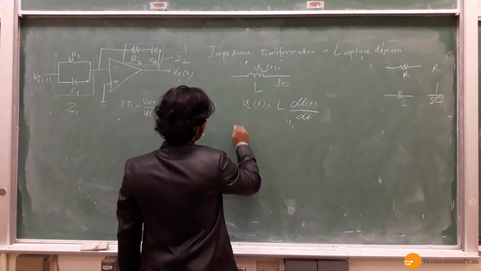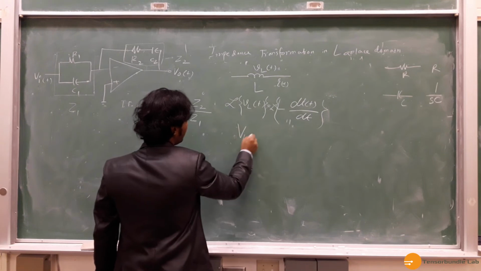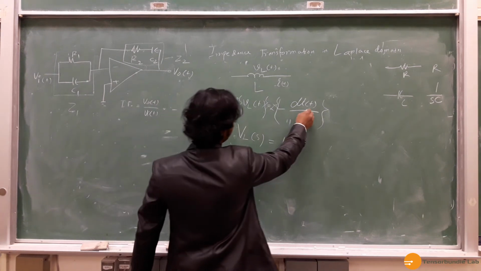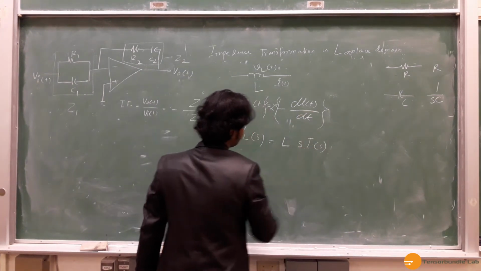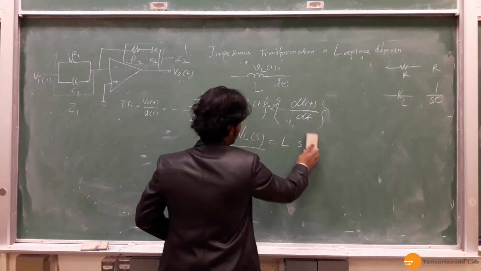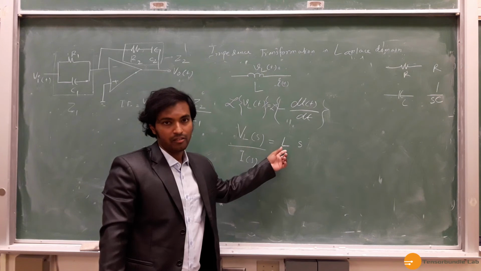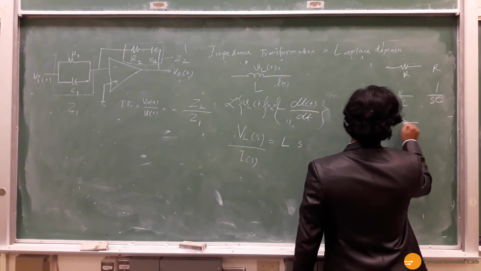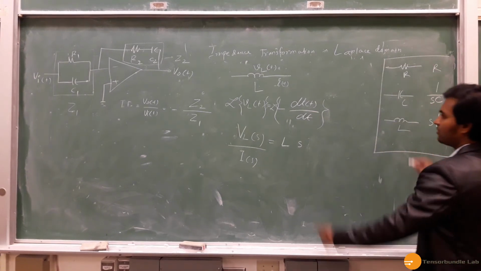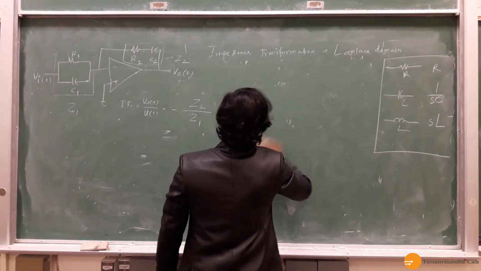Now, applying Laplace transform on both sides, what happens? V of L of S. L is a constant, so we can take it out, and this becomes S multiplied by I of S. So if we bring I of S here, we have simply S of L, right? So this is the equivalent impedance in S domain of an inductor. The impedance is S of L. So we will use this formula when solving op-amp circuits, to find out the impedance Z1 and Z2.